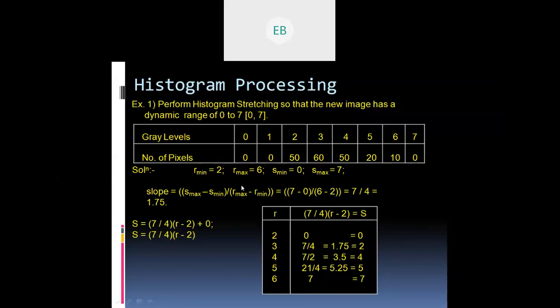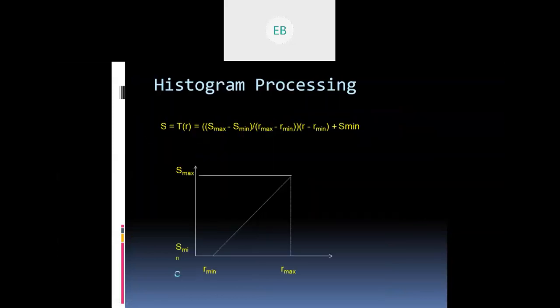So the slope we know now: S max minus S min divided by R max minus R min. Just put the values here: S max minus S min is 7 minus 0, and R max minus R min is 6 minus 2. So 7 minus 0 is 7, 6 minus 2 is 4. So 7 by 4 is 1.75.